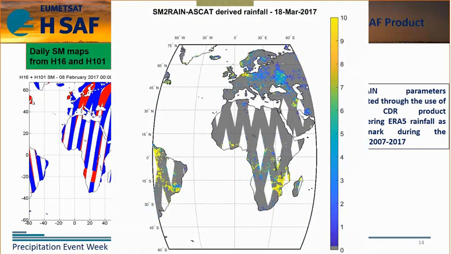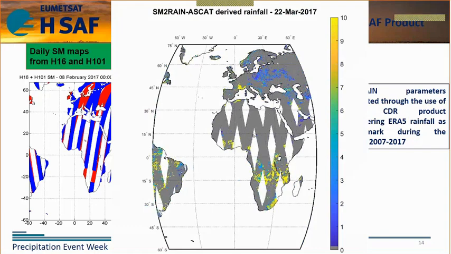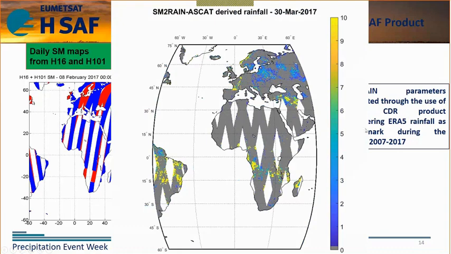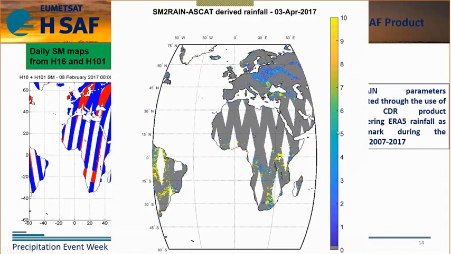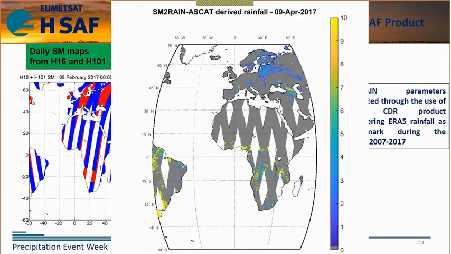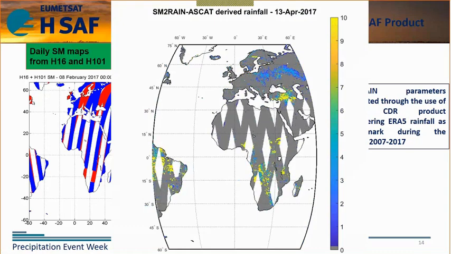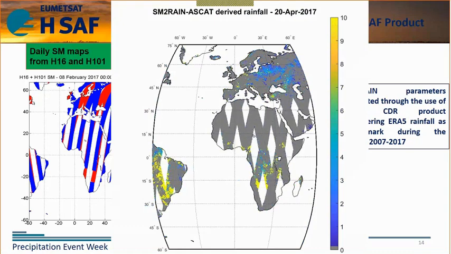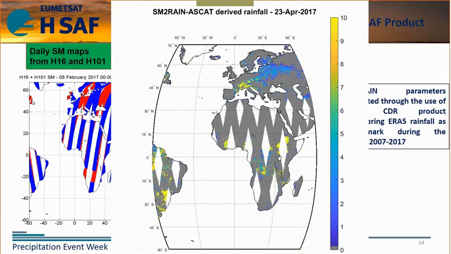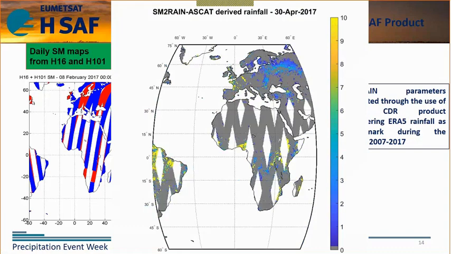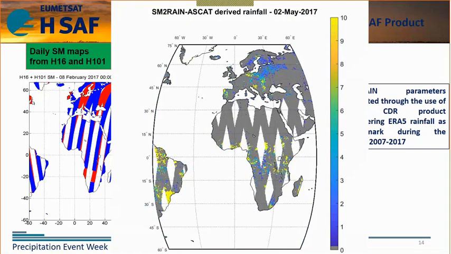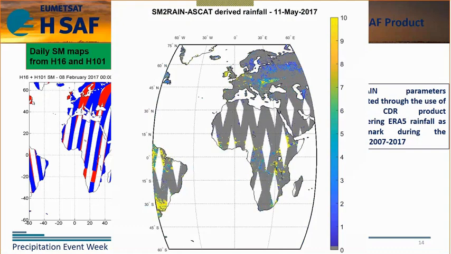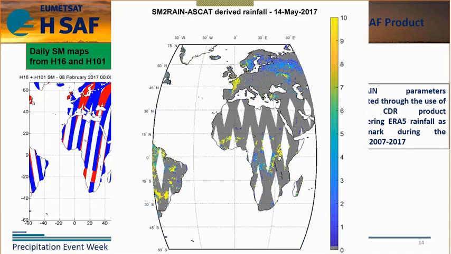Here you can see in this animation the soil moisture-derived rainfall over the study area. The white diamonds between the satellite orbits are due, of course, to the absence of data in that area. So we are also working on integrating the Metop C soil moisture data in order to fill some gaps.